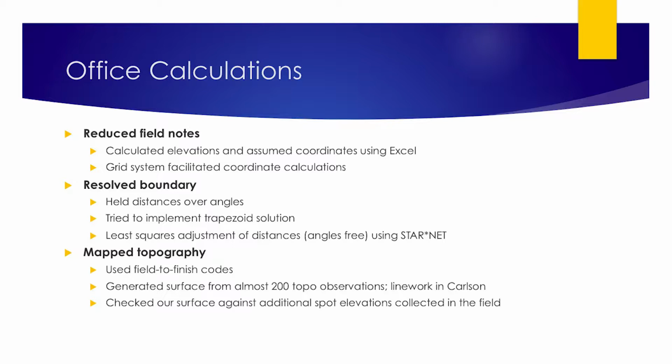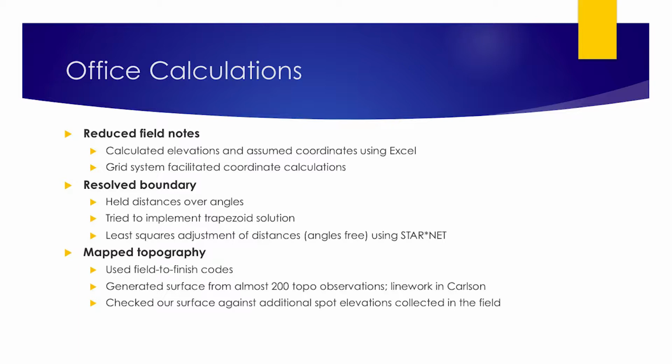For resolving the boundary, we held distances over angles. We figured since we're taping everything, we don't have an actual way to accurately measure the angles. That should be held paramount. We tried to implement a trapezoid solution for resolving the boundary, but least squares adjustments ended up being more precise for what we were wanting to do. So we held distances over angles again. We set the angles to be free, and we ended up passing the chi-square test using this method.